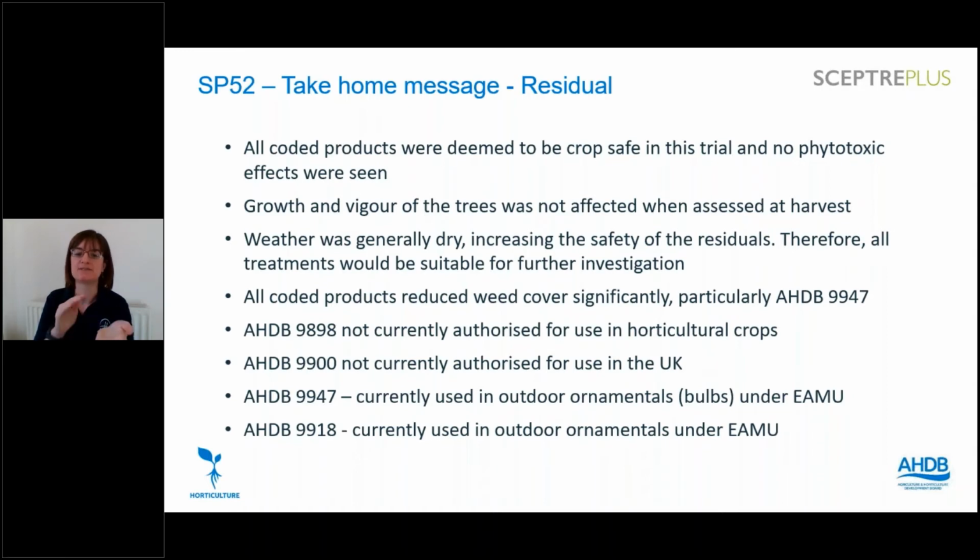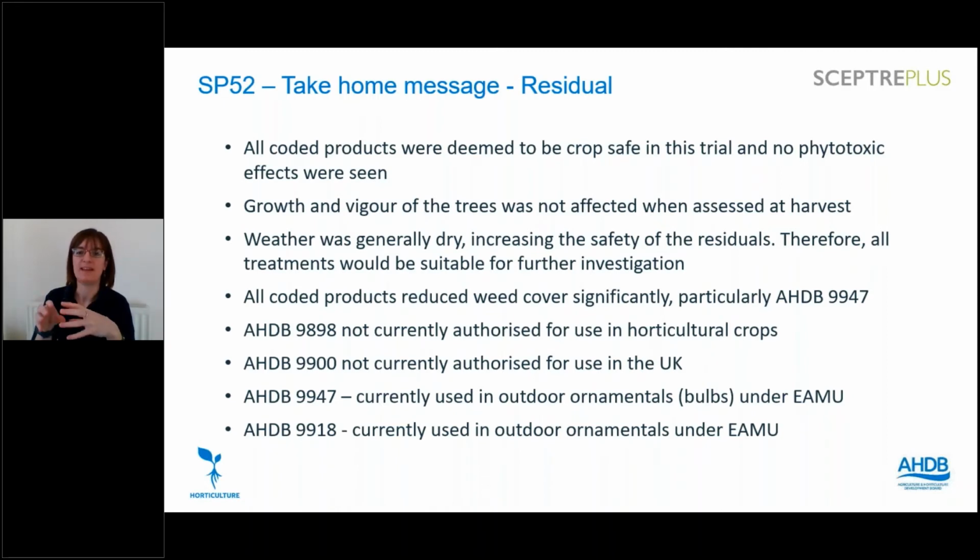9918 also has an EAMU for outdoor ornamentals, and that product in particular is very good for use on grass control. So hopefully that's one that we would be able to bring forwards in the future. The other two, 9898 and 9900, are not currently authorised for use in hortic crops, so a little bit further away in bringing those ones onto market.